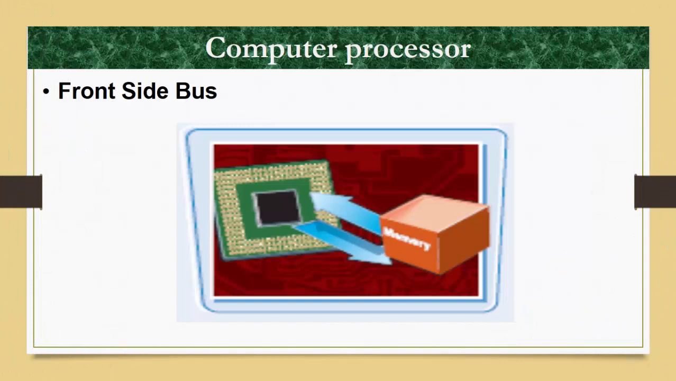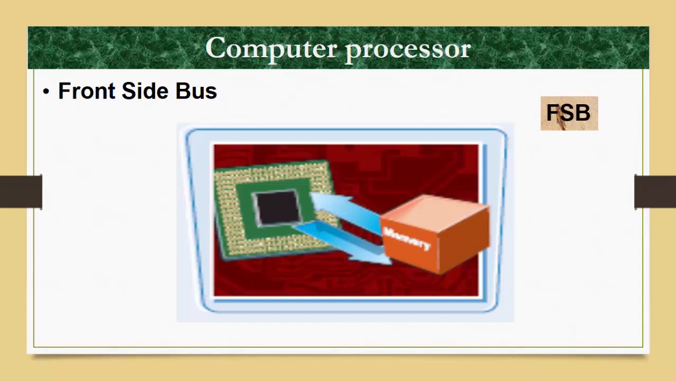The next one, students, is the front side bus. The average CPU spends much of its time transferring data to and from the computer memory. The pathway on which this data travels is collectively called the front side bus. Also, it is sometimes called the FSB, or simply the bus.